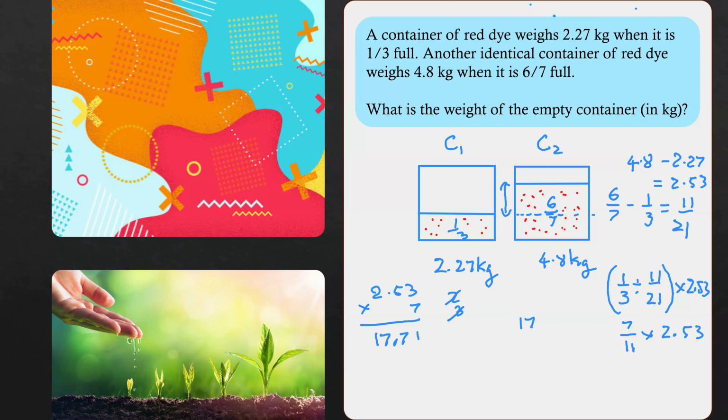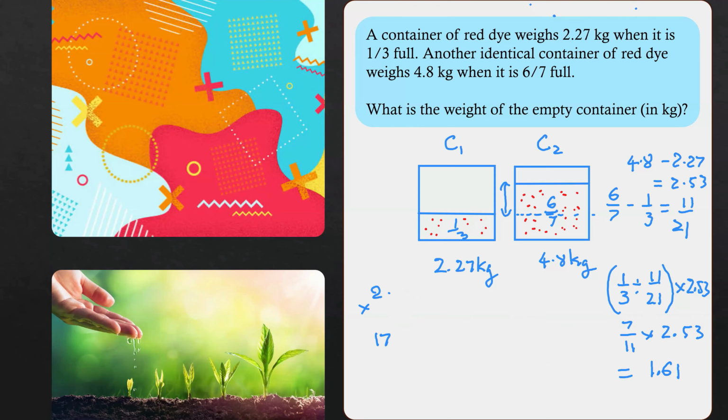Now that needs to be divided by 11. So I have to do 17.71 divided by 11. So I get 1 time. 1 times 11, 11. I subtract. I get a 6. Now the dot goes in, and then 7 goes down. So I get 6 times, that's 66. I get 1. The 1 is going to go down. So I get 1.61. So that is equal to 1.61. All right, now 1.61 is the weight of the paint in container 1.